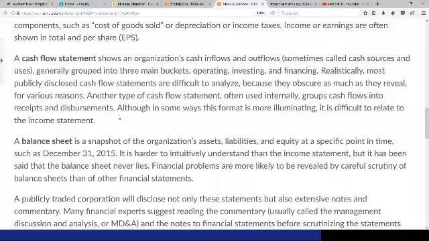But alas, we don't have a time machine into the future. That's done through projections and is somewhat cloudy, right? Boy, where's Doctor Who when you need him? Okay. The balance sheet is harder to intuitively understand than the income statement, but it has been said that the balance sheet never lies. Well, let's just say that depends on the honesty of the people putting the information together, right? Financial problems are more likely to be revealed by careful scrutiny of balance sheets than any other financial statements.